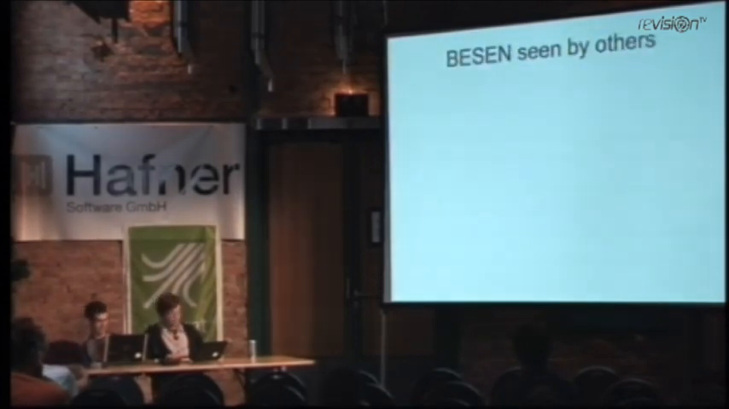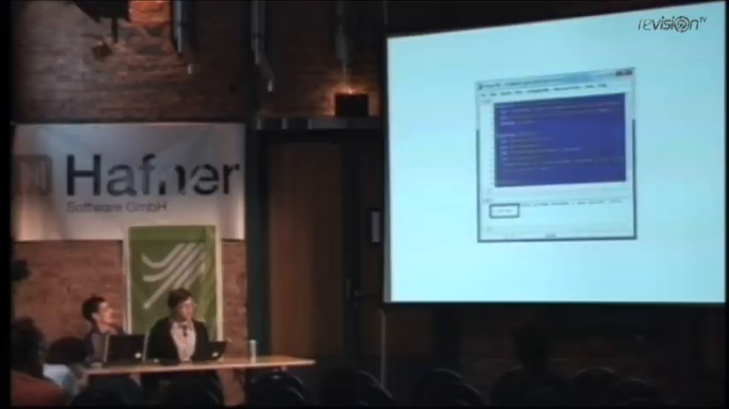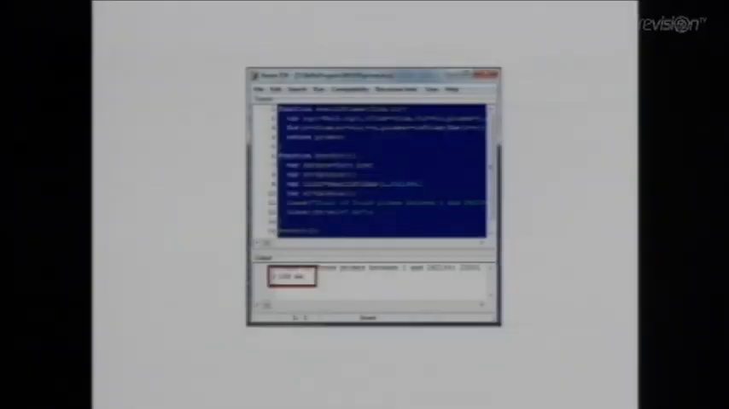So, BESEN seen by others, but first we will show you some screenshots of a performance test. It's a simple prime number generator, I think, was it? Yeah, it's finding primes. And this first screenshot you see is the BESEN IDE itself. And you can see it took 138 milliseconds to find these amount of prime numbers.